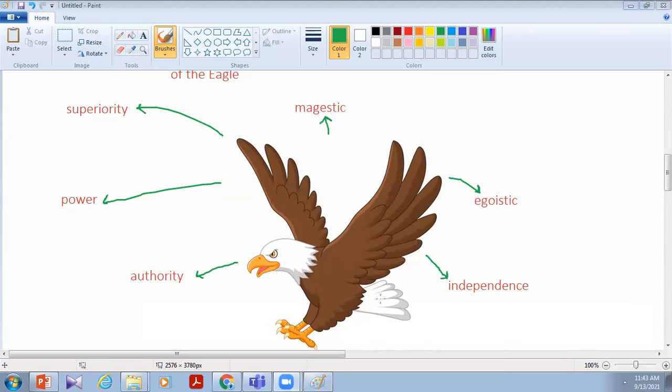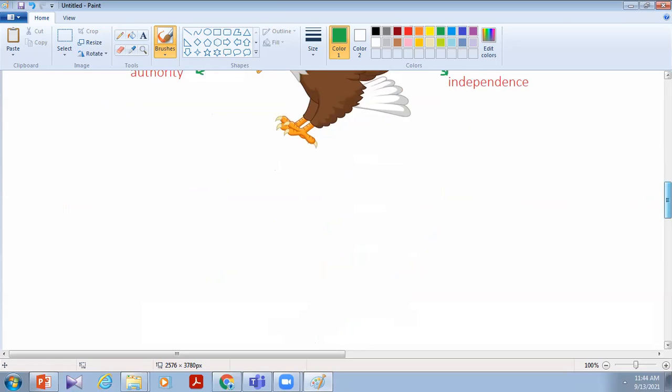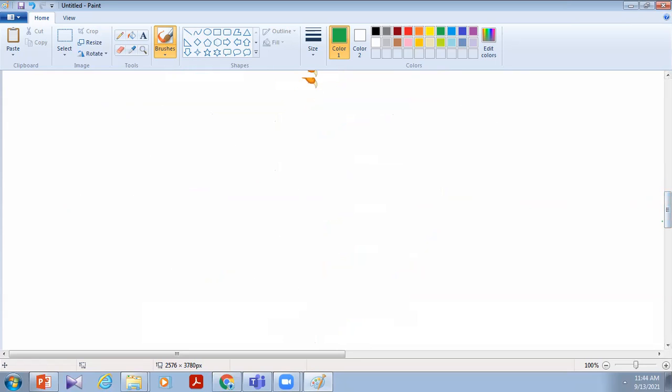Yes, a warrior-like character. So the word authority consists of that, right? So this is what they have used the eagle for. These are important because when you write an essay answer, you will need them. Okay, then let's come to the techniques.